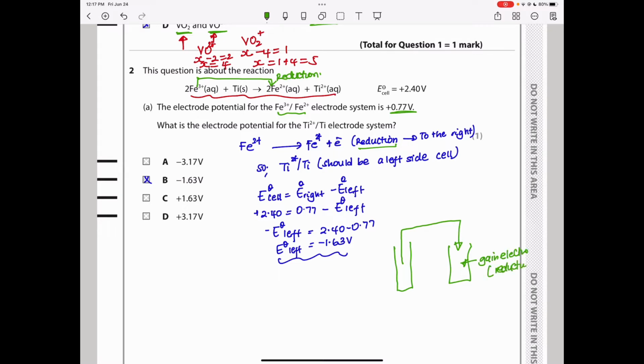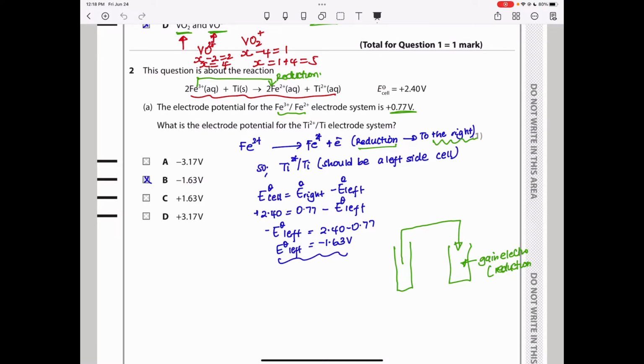So the one that gets reduced is always put on the right side. As you can see here, I wrote that this system, iron 3 to iron 2, is going to be reduction, so you position that on the right. Meaning since the other is going to be oxidized from titanium to titanium 2, it should be on the left because it's going to be the one releasing electrons.